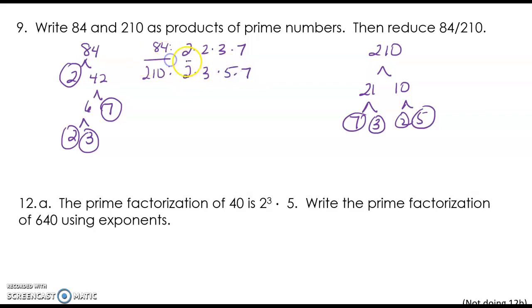Now if these are over one another, I can cancel them out. Like the 2's cancel out, the 3's cancel out, and the 7's cancel out. So I end up with 2 over 5, which is my reduced fraction.